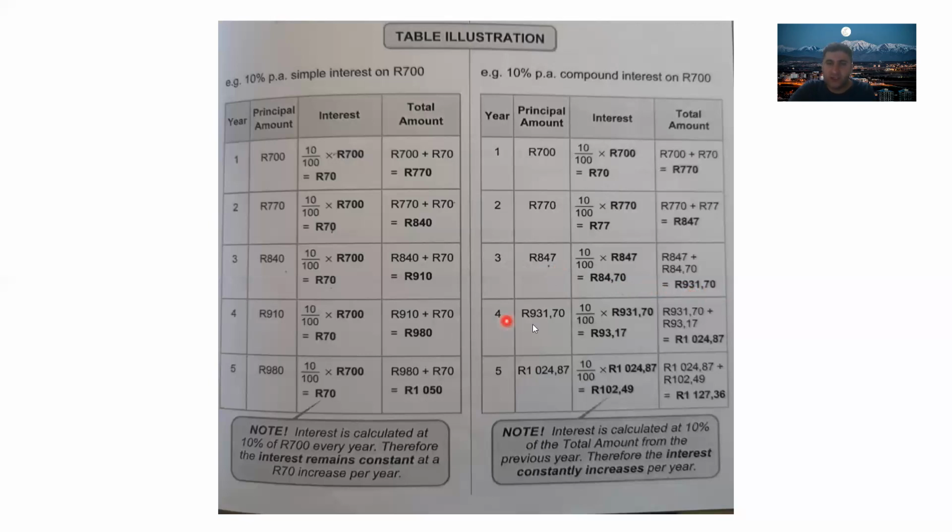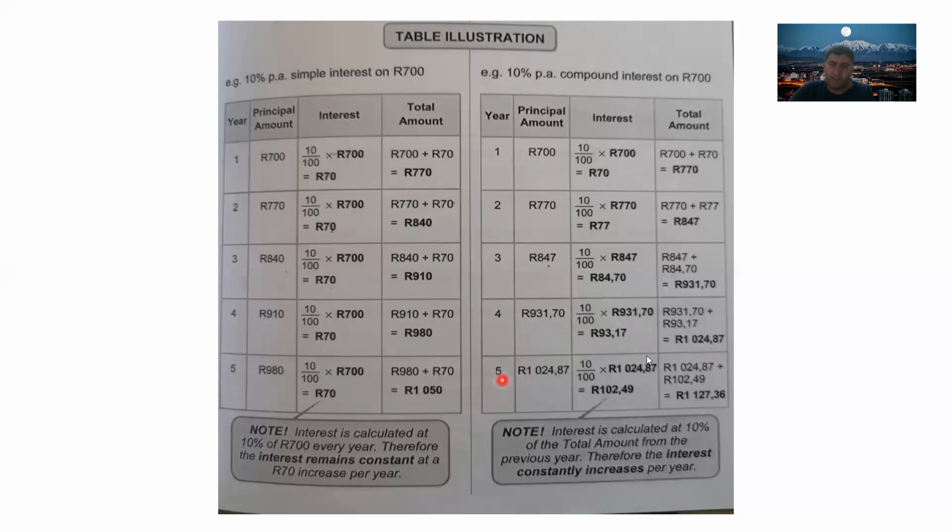I come to the fourth year. The amount of money I have in my account is 931 Rand and 70 cents. Now I'm going to take 10% of this, because remember, for compound interest we take the interest of the accumulated amount, which means whatever money I have in my account at that moment, I will take the interest of that. So when we're starting the fourth year, we have 931 Rand 70 cents. I'm going to take 10% of that amount, which will be 93 Rand and 17 cents. Then 931.70 plus 93.17 will be 1,024 Rand and 87 cents.